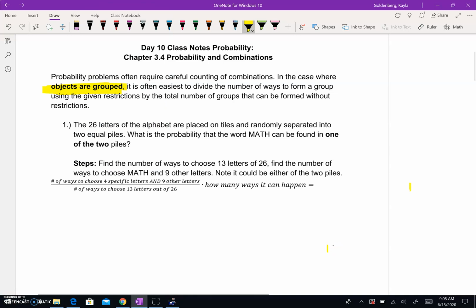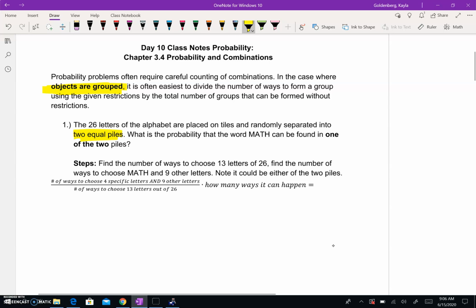The 26 letters of the alphabet are placed on tiles and randomly separated into 2 equal piles. What is the probability that the word math could be found in one of the 2 piles? And some of the markers for how you know that combinations are useful in this is that you are told that there's just 2 piles of tiles. And obviously with something like this, there isn't exactly an order with putting the tiles into the piles, right?